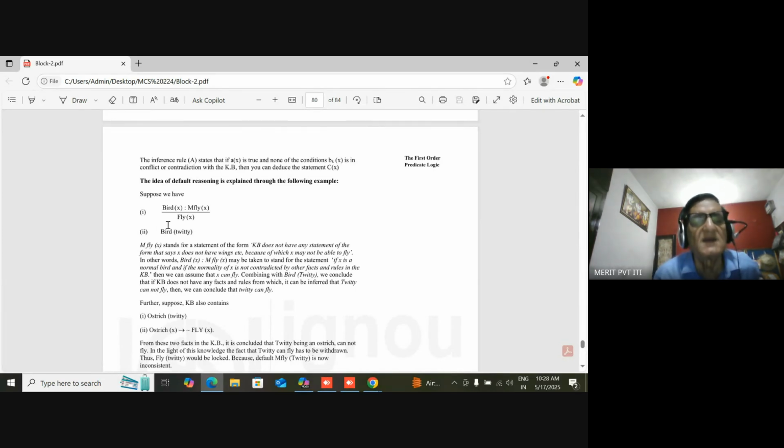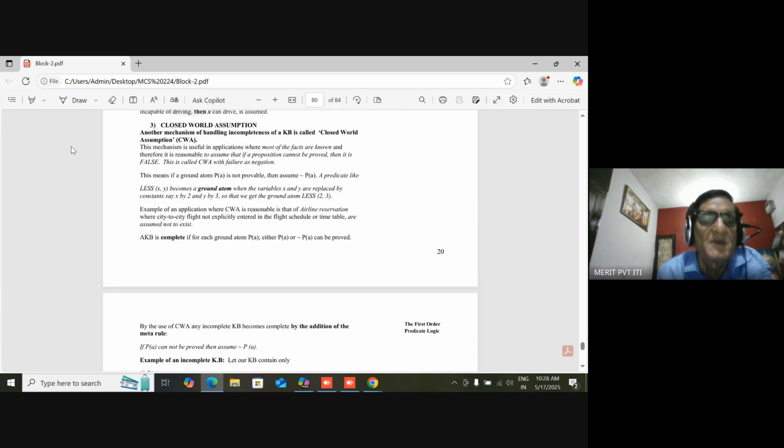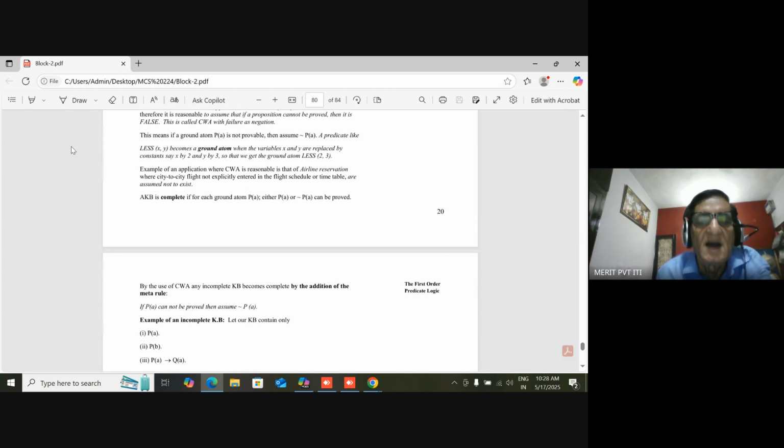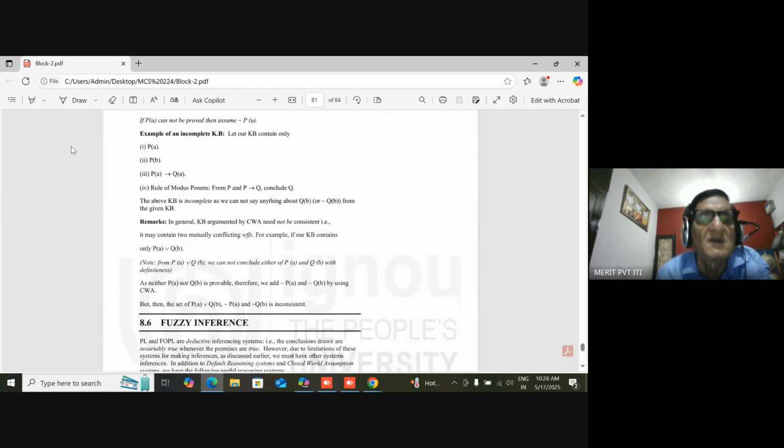Default reasoning, closed world assumption, another mechanism of handling incompleteness of knowledge base, KB is knowledge base. It's called closed world assumption. This mechanism is useful in applications where most of the facts are known. So ground atoms and all that. A closed world is complete for each ground atom Pa. Either Pa or not Pa can be proved. So that is an example of an incomplete case, Pa, rule of modus ponens, and all that.